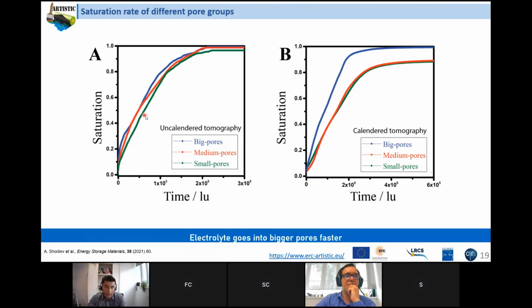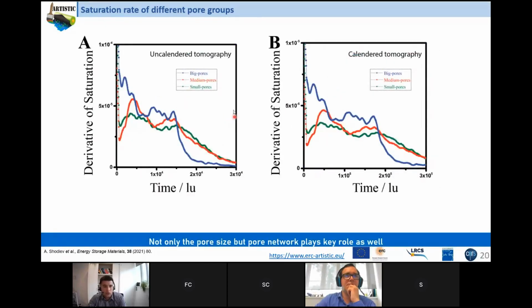For example, after some length of the structure, big pores are connected through medium and small pores. This is the rate accordingly with the pores, like big, medium, and small pores. As you can see here, the higher the pore size, the higher the rate, and the faster it fills. And as well, medium pores go next, and then small pores, for both electrodes.